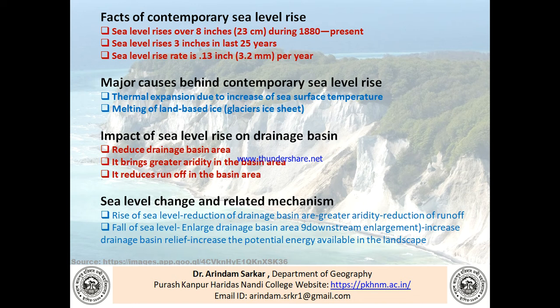What are the major causes behind contemporary sea level rise? Why is it happening? The causes are thermal expansion due to the increase of sea surface temperature, and another important cause is the melting of land-based ice, that is, glaciers and ice sheets.